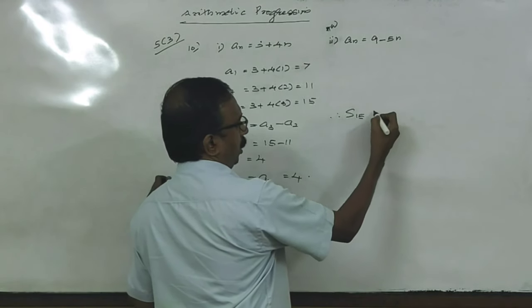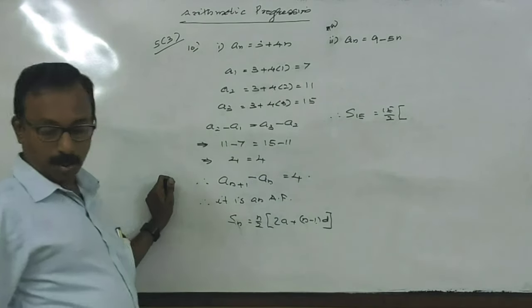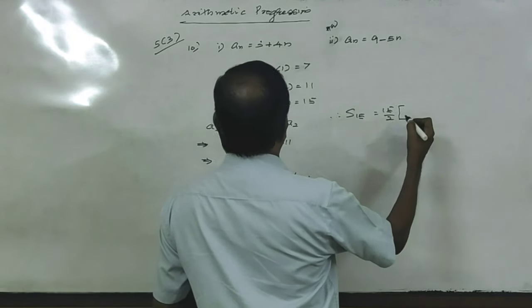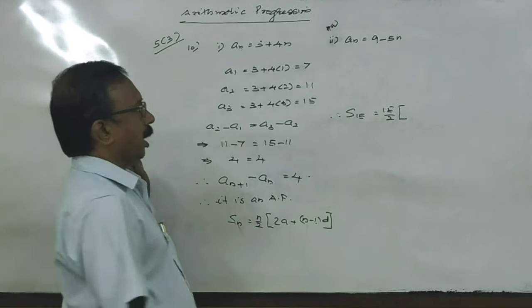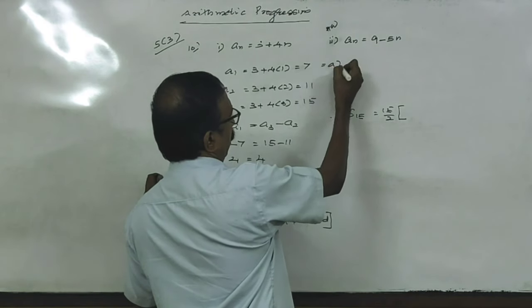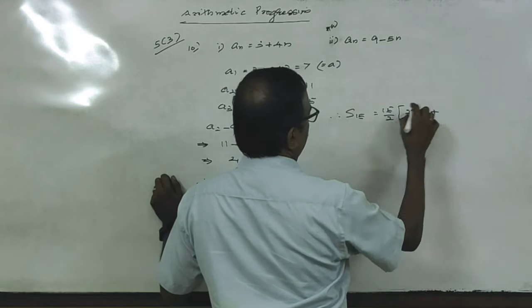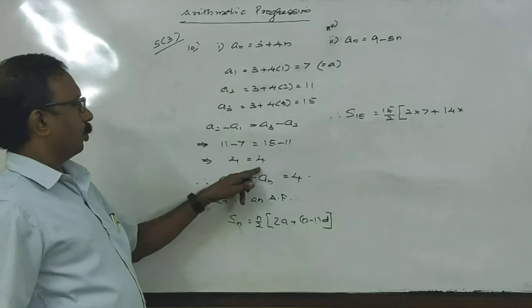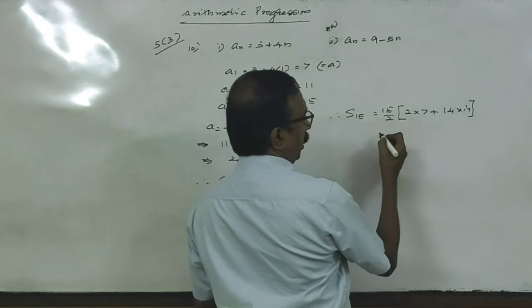Therefore, S15 is equal to 15 by 2 into 2a, where a is a1, the first term. That is 2 into 7 plus 15 minus 1, that is 14, into d, and d is equal to 4. The common difference is 4.